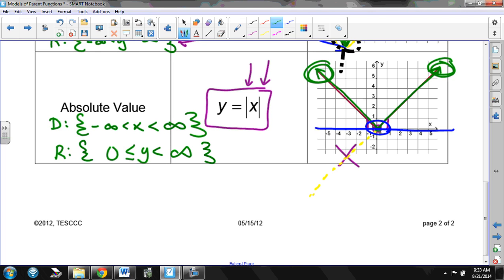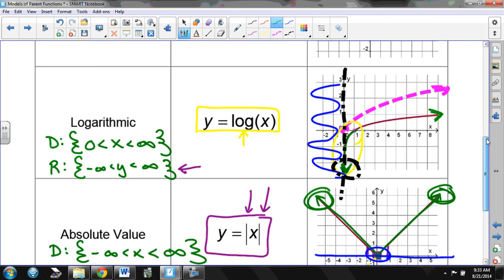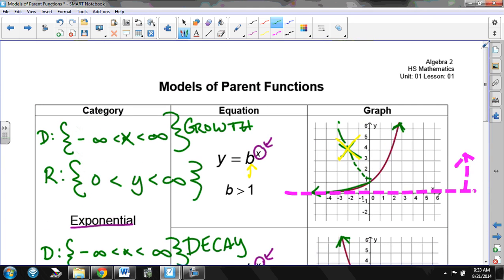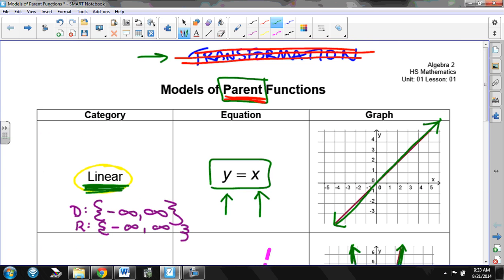Those are the base parent functions for the different shapes of graphs and the different types of formulas we're going to be using in Algebra 2 throughout the year. It is very important that you notice the formulas are all different. The shapes of the graphs are all different. And the domains and ranges do not match. Feel free to refer back to this video throughout the year, especially when we start discussing the transformation rules for these different types of shapes.